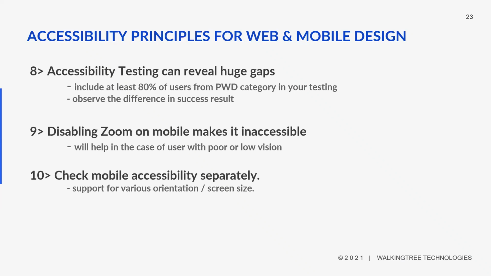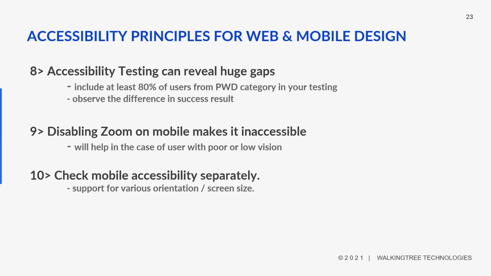In some cases, we have seen that on mobile, when it is designed, they have disabled the zoom in zoom out feature. This could be a very big pain point for people with low and poor vision. So we have to make sure that the zoom in zoom out facility is enabled for all the mobile screen sizes. And we have to certainly check mobile accessibility separately, because when mobile comes into the picture, you have different orientations, different screen sizes, and accordingly the font, look, and contrast might change. So when it comes to testing, we have to check separately on separate devices.